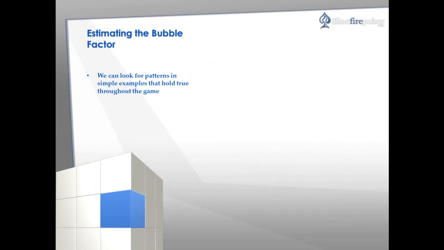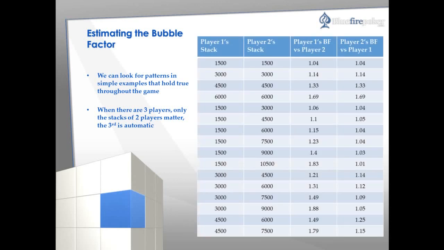So another way we can get better at estimating our bubble factor is to look for patterns and simple examples. And most of these patterns will hold true throughout the game. The simplest way to look at these patterns is by looking at examples when there are only 3 players remaining, because only the stacks of 2 players matter. The third is automatic. For example, if 2 players have 4,500 chips each, the third player automatically has 4,500. So you really don't even need to think about the third player involved in the equation. Only the 2 very immediate players, yourself and the villain you are trying to calculate your bubble factor against.